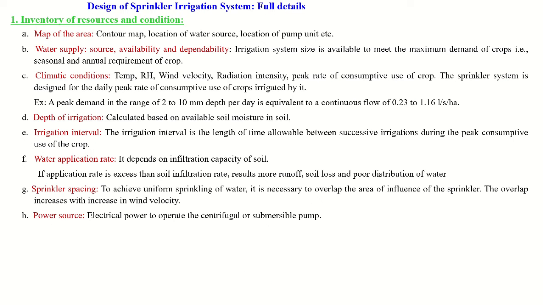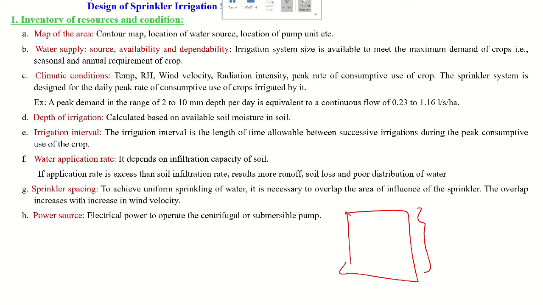First one is the inventory of resources and conditions. In this, the sub parameters are the map of the area. Suppose this is your area, we need a complete map of your field, that is your contour maps, location of your water sources, location of your pump, location of your main, submain, all these things, and water supplies, source, availability and dependability.